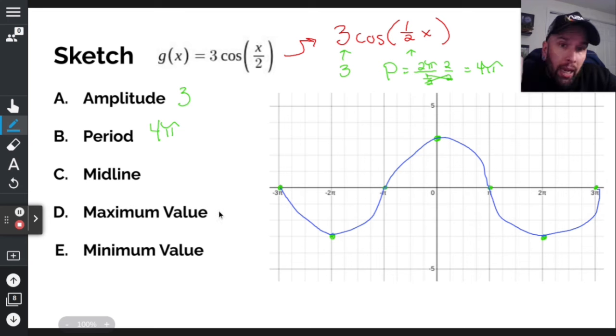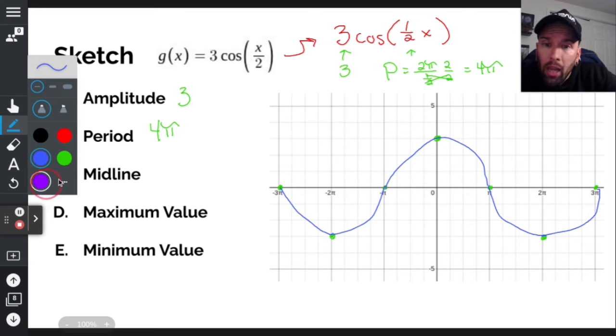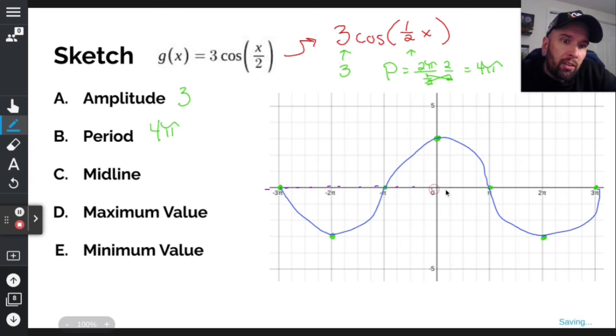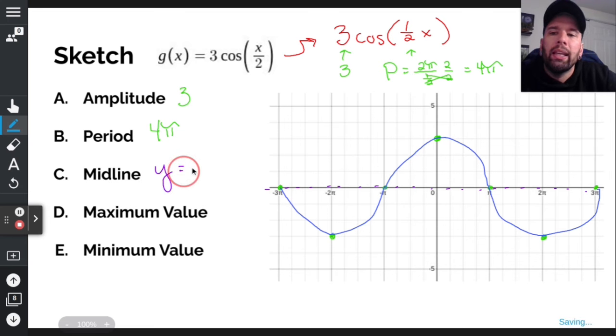My midline is where this gets cut in half horizontally. Well, it gets cut in half at the x-axis. Now, we've mentioned before that when you add a number to this whole thing, y equals your number is the midline. Well, I have no number added, which means it's 0. So the midline is the equation y equals 0. The maximum value happens at 3. The minimum value happens at negative 3.